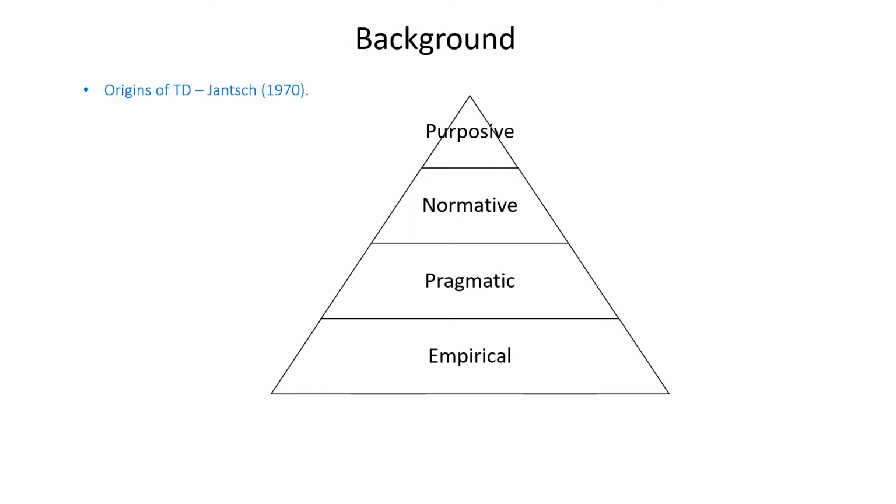The system is divided into 4 levels. The highest level is the purposive level, societal meaning and value. Below this are the normative, social systems, pragmatic, applied sciences, and empirical, natural sciences levels. To achieve TD, all 4 levels of the system must be engaged, with coordination coming from the purposive level down.